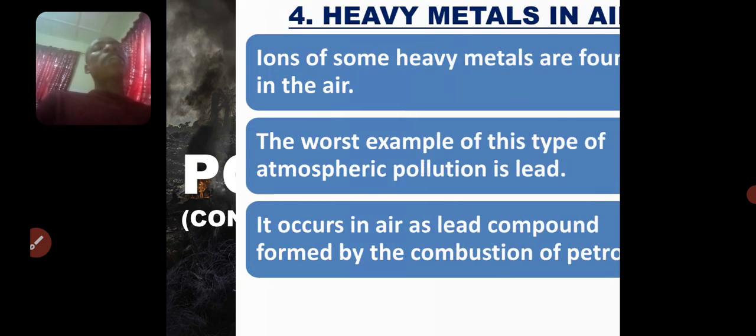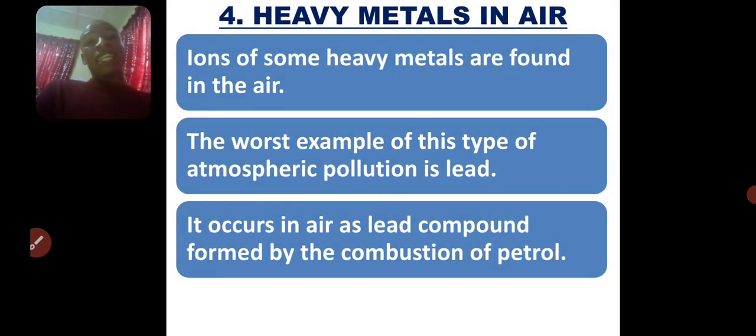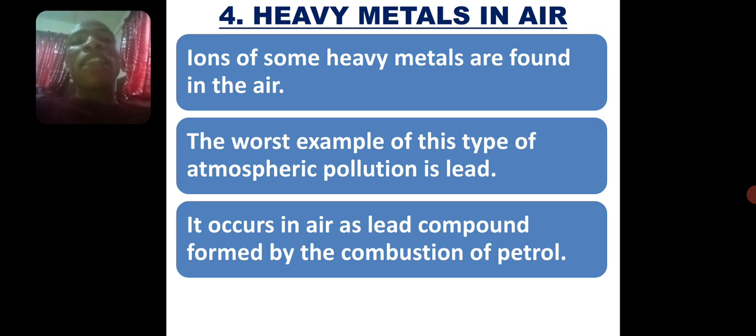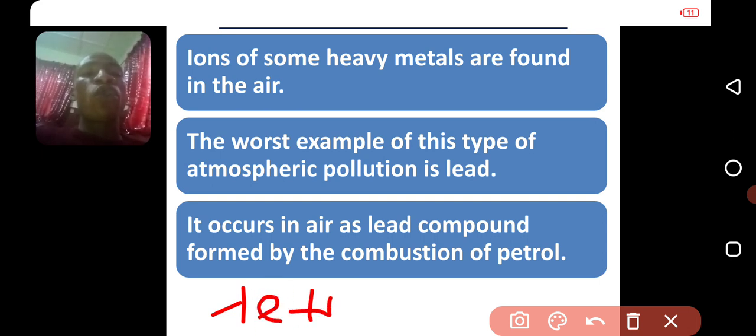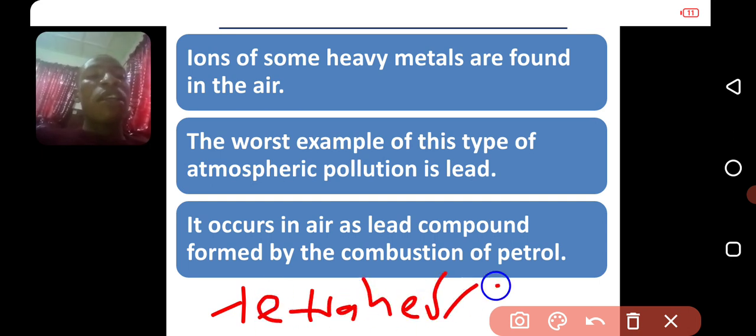The next air pollutants of interest are heavy metals in the air. Ions of some heavy metals are always found in air. The worst example is lead. Lead finds its way into petrol as a matter of increasing the octane number of petrol. That is, as a matter of increasing the performance of petrol inside the engine. So we normally add an additive called tetraethyl lead. It's an additive used to improve the performance of petrol.